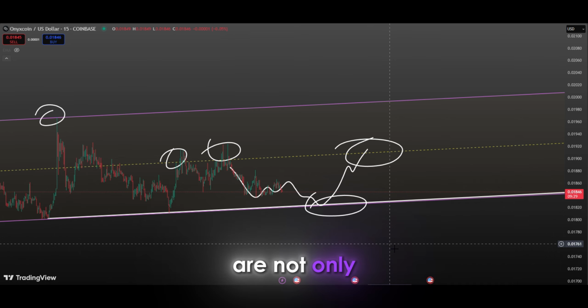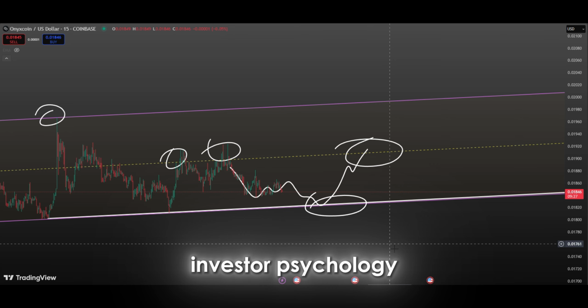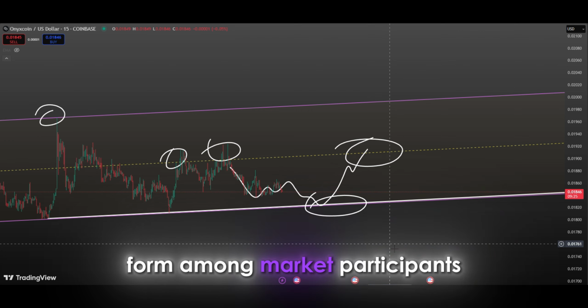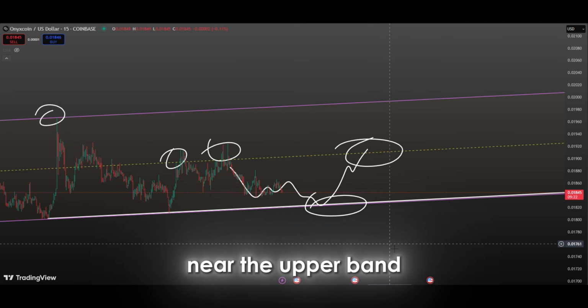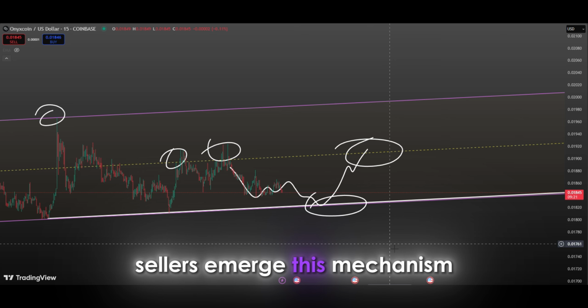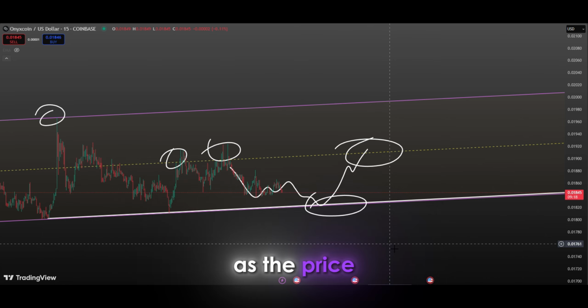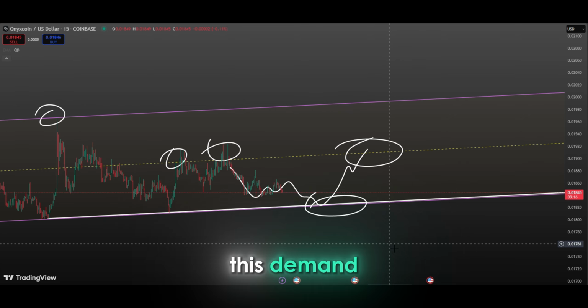Ascending channel formations are not only visually significant, but also highly meaningful in terms of investor psychology. Each level within the channel represents areas where specific expectations form among market participants. When the price approaches the lower band, buyers tend to step in, while near the upper band, sellers emerge. This mechanism forms the foundation of how the formation operates. In the current scenario, as the price nears the lower band, strong buying demand may resurface. This demand could push the price back toward the midline, helping to keep the market's upward potential intact.